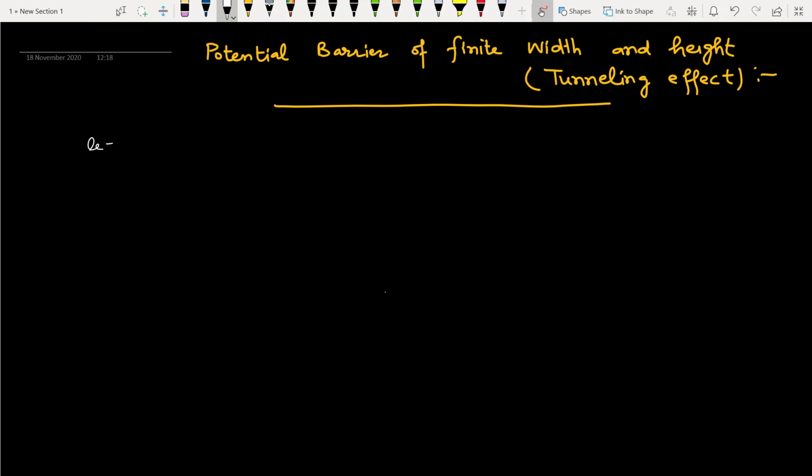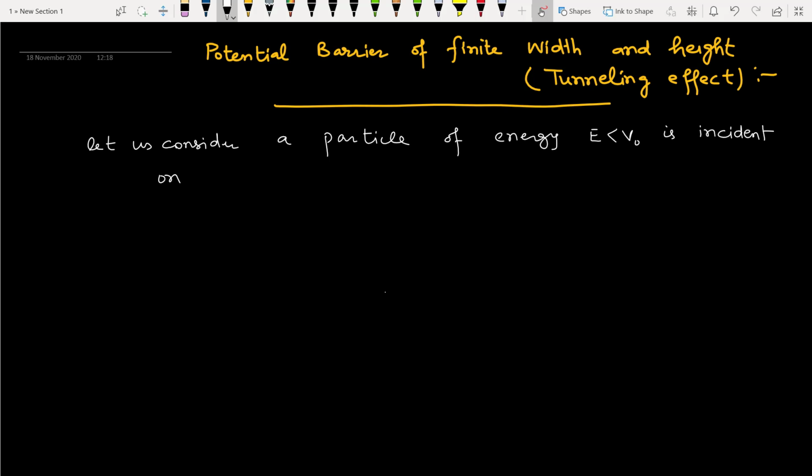Let us consider a particle of energy E, which is less than the height of the potential barrier, is incident on the potential barrier.